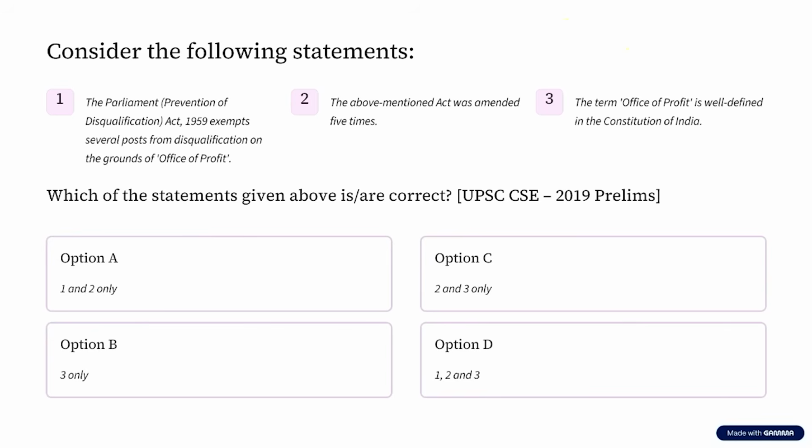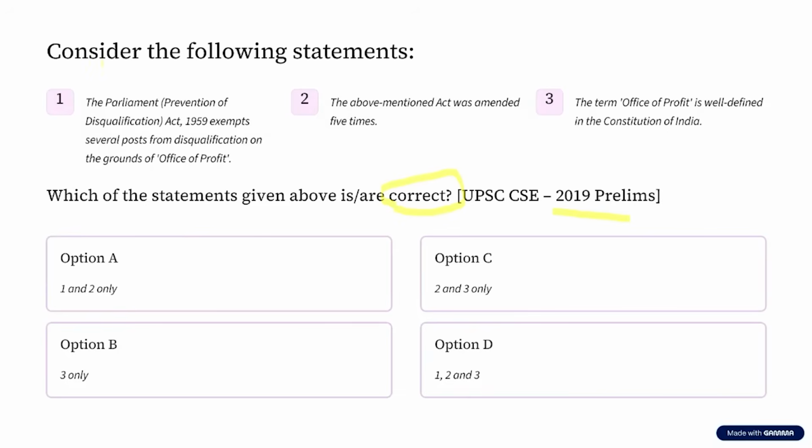Now, let us go to the next question. This is of 2019 prelims. Now, I forgot to tell you one thing. Whenever you see a question, the first important thing is to find out if the keyword that they have asked is correct or incorrect. Now, we have seen that the keyword here is correct. Okay, you have to mark it.